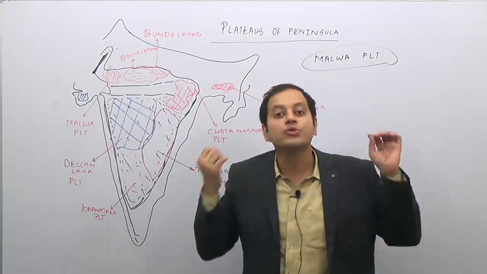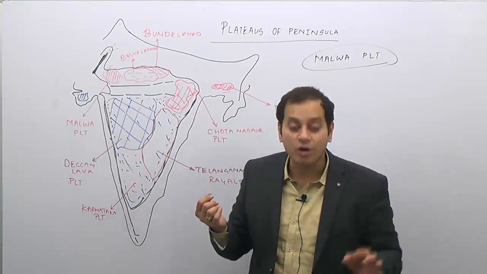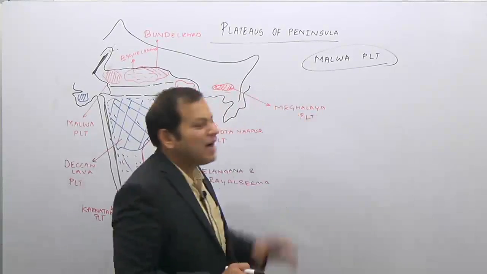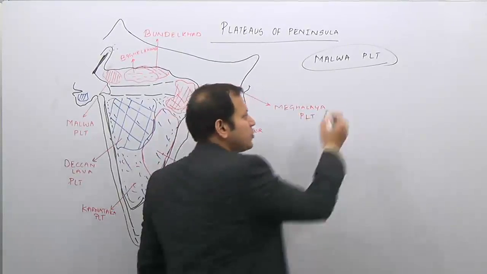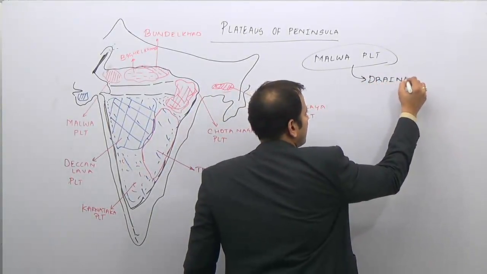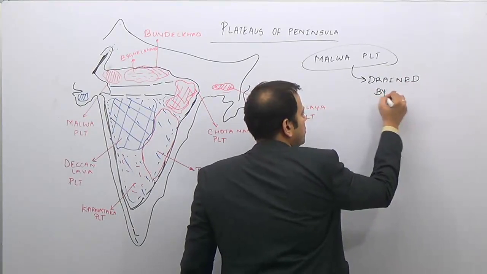Some points you note down. What are the points important from the examination point of view? Note down that the Malwa Plateau, what you have to remember, is drained by the Chambal River.